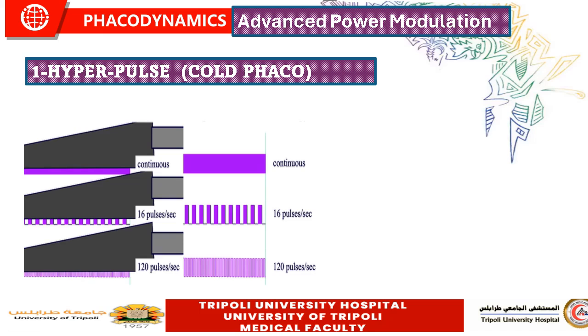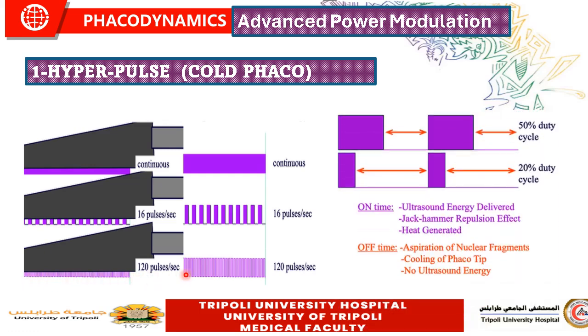In this slide, you can see the modulation of the pulse to a hyperpulse mode, known as cold phaco, like the serrated knife, in which this is the continuous ultrasound. So the knife is like this. However, when they make the pulse mode up to 16 to 20 pulses per second, the knife is like this. And with the development of the hyperpulse up to 120 pulses per second, the knife becomes very fine like this. So this is advanced power modulation, and this was because of the understanding of the role of the duty cycle.